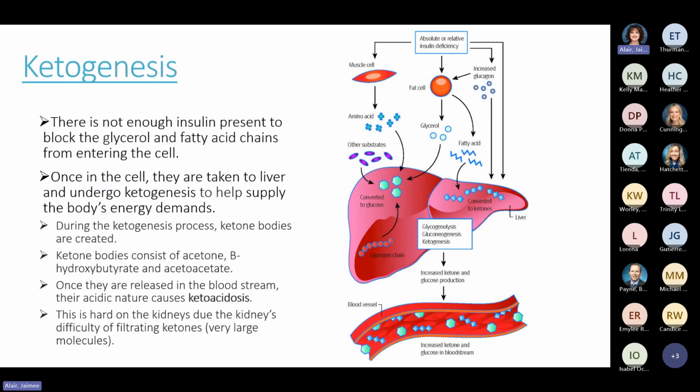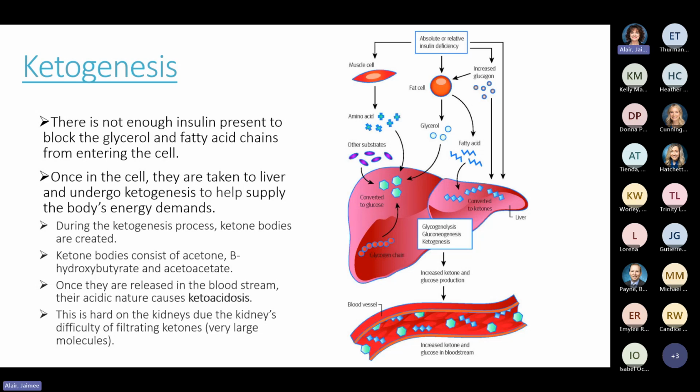So one of the big things in adults is called ketogenesis. It's similar to pediatrics, but it occurs because there's not enough insulin present to block the glycerol and the fatty acid chains from entering the cells. So then when those are taken to the liver to supply the body's energy demands, ketones are created. And then once they're released into the bloodstream, they're acidic, so then ketoacidosis occurs. It's hard on the kidneys because the kidneys have a hard time filtering those ketones because they're super large molecules.